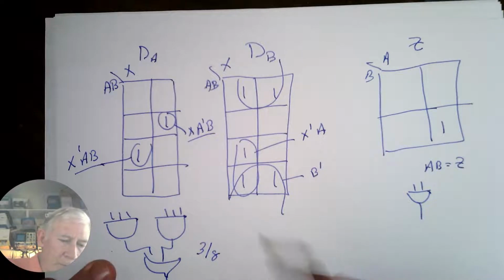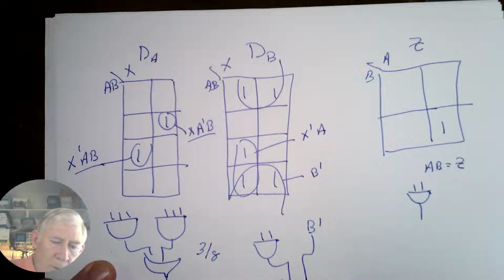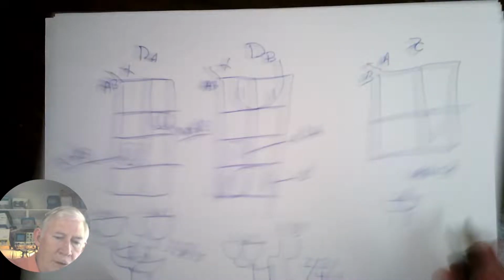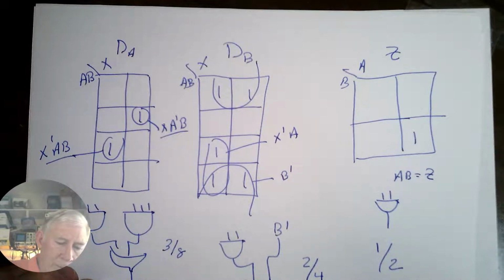This is going to be a constant B prime and a 2 input AND gate here. And these are going to go into 1 output OR gate. So that's going to be 2 gates and 1, 2, 3, 4 inputs. And then finally this one is going to be 1 gate and 2 inputs. So 3, 4, 5, 6. So it's going to be 6 gates and 14 inputs.